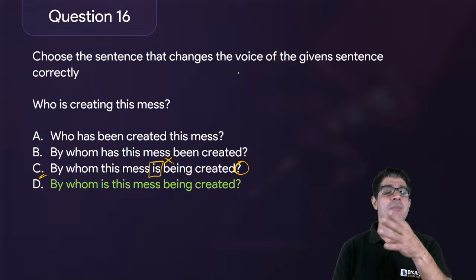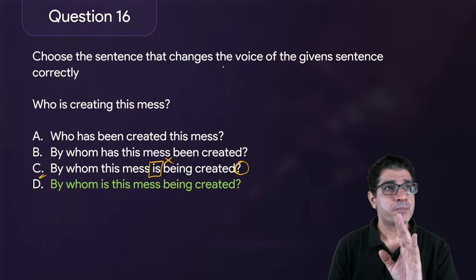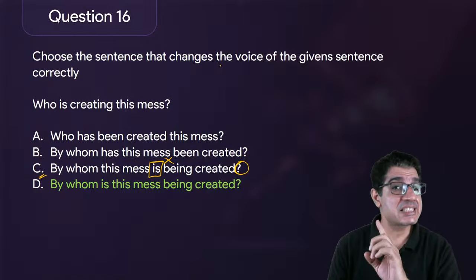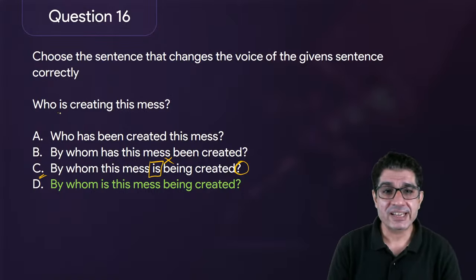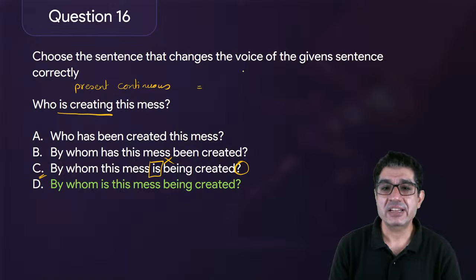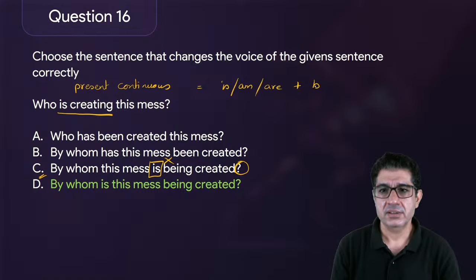Now notice when you go from active voice to passive voice, the voice changes, the tense does not change. So what is the tense here? You see the present continuous tense. So the passive voice of present continuous tense is... so A and B, both of these are present perfect tenses.